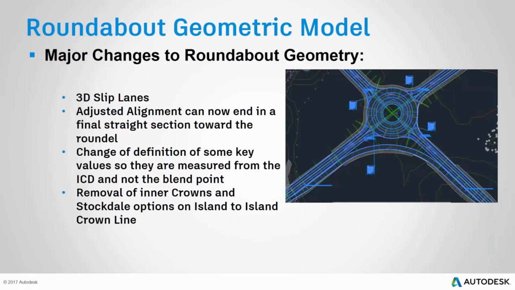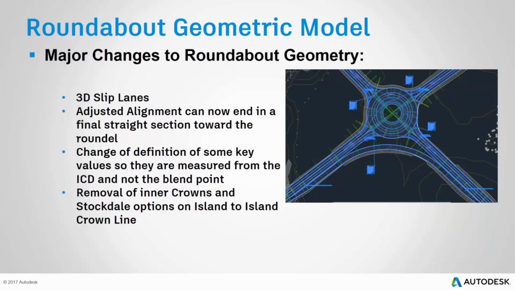So the key areas we've worked on are, 1, we have taken the 2D slip lanes that were released in Vehicle Tracking 2018 and made them 3-dimensional. So you can define cross slope on the slip lane region. You can define in 3 key areas where the crossfall and cross slope starts and transitions, and you can define the change in elevation of the slip lane relative to the roundabout itself.